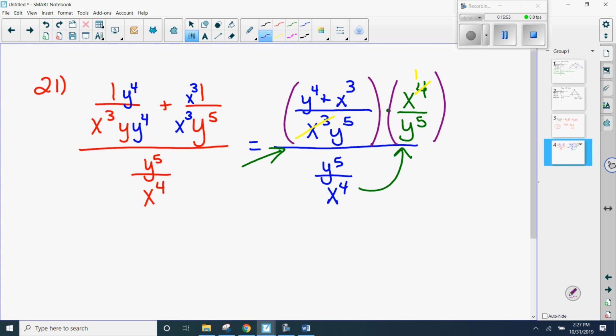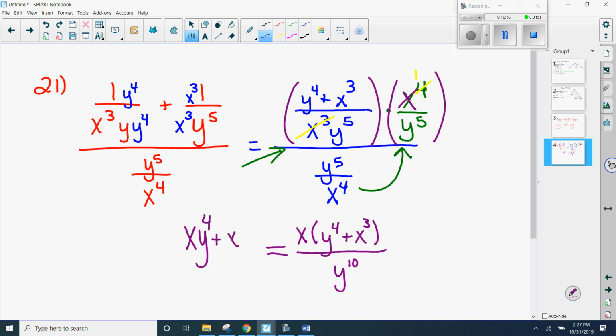So if you take this x that you're left with over here and you use the distributive property, you could probably write it either way. What does it have that multiplied out in the back of the book? They show their answer as x to the 1st, y to the 4th, plus x to the 4th over y to the 10th. All right. Good.